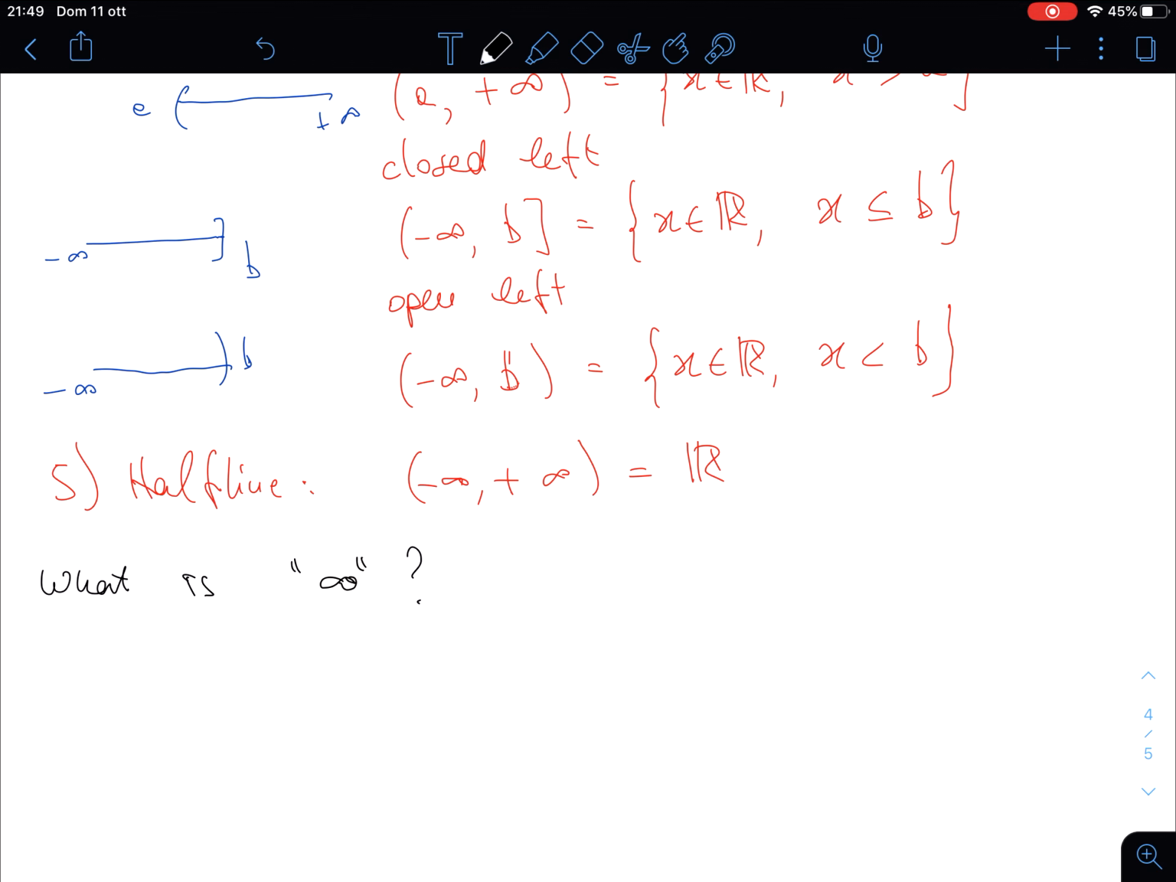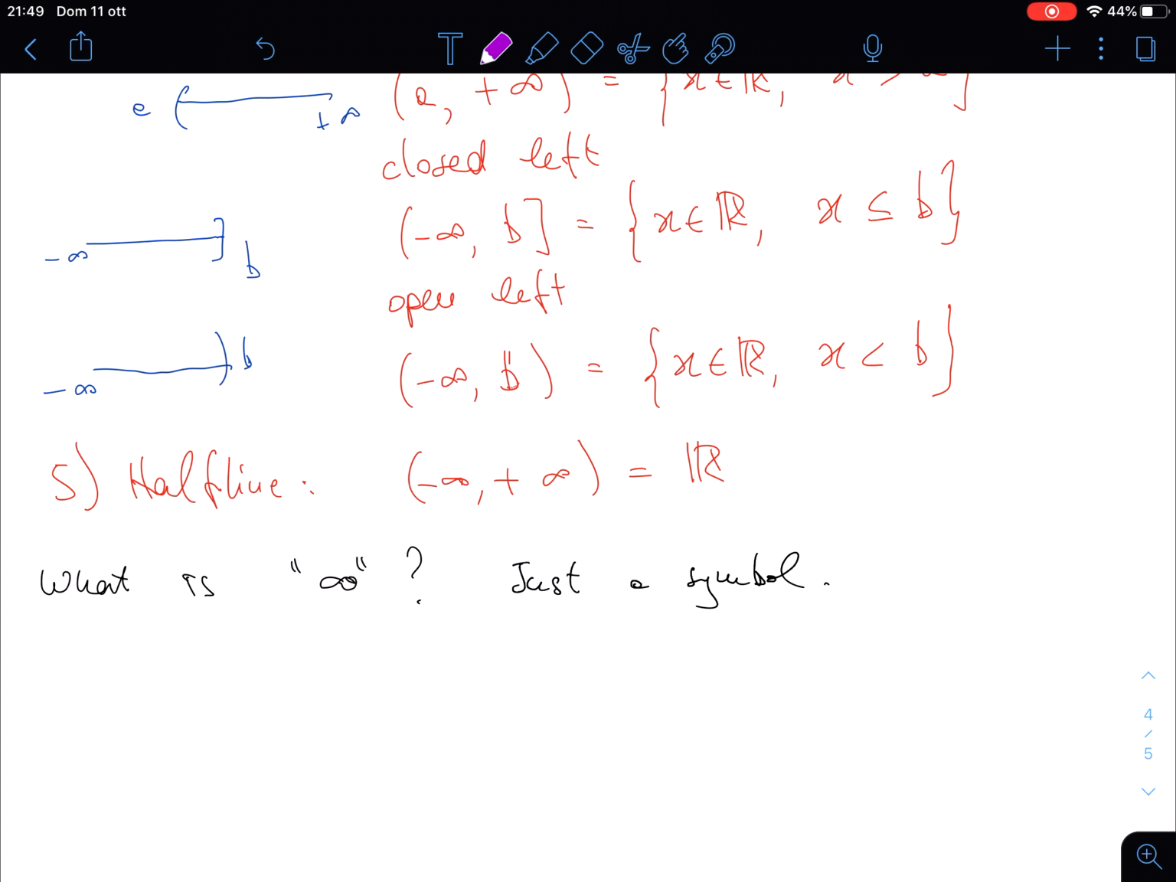Let us go to the main topic of today's lecture, which is the Supremum. Okay, so let me just write what is infinity. It is just a symbol, nothing more.